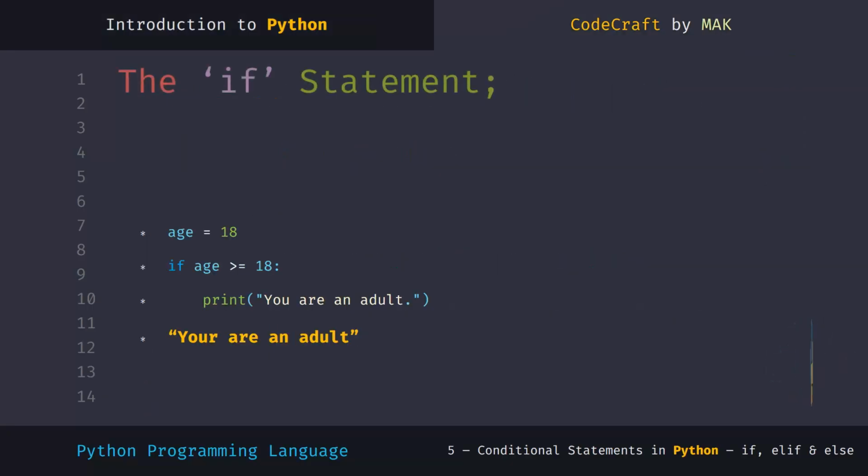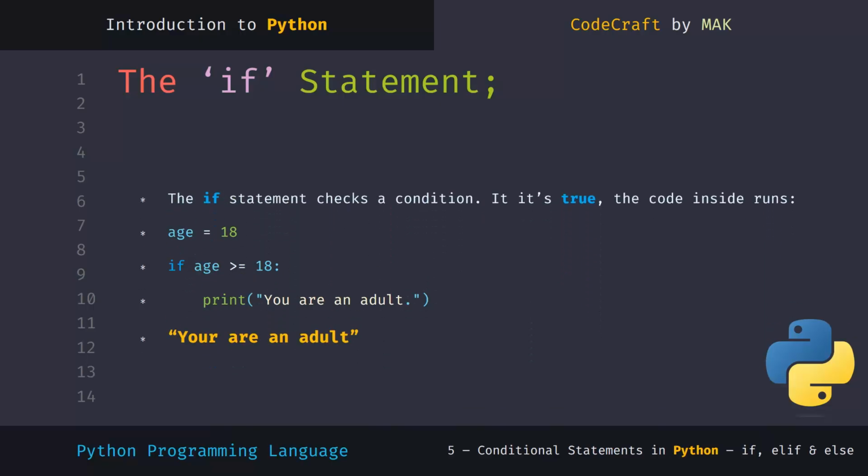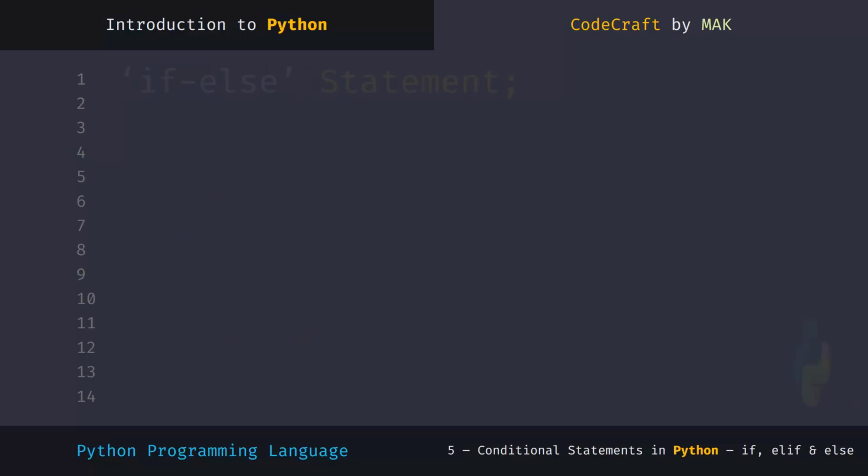The if statement checks a condition. If it's true, the code inside runs. For example, age equals 18. If age is greater than or equal to 18, it will print "you are an adult". Here, since age is 18, the condition is true, so Python prints "you are an adult".